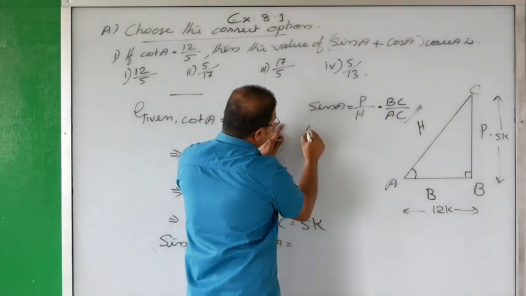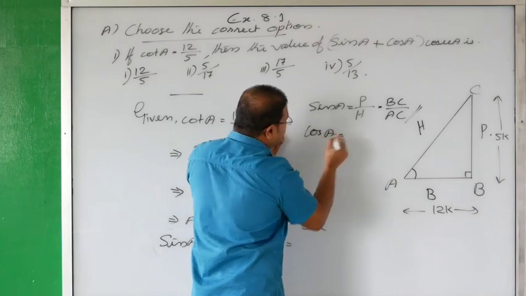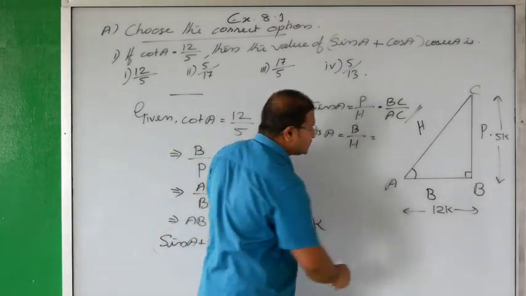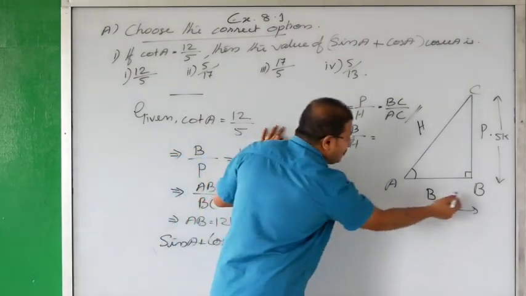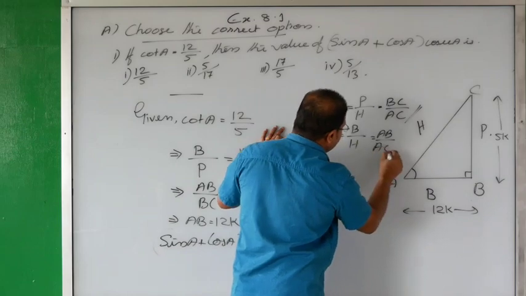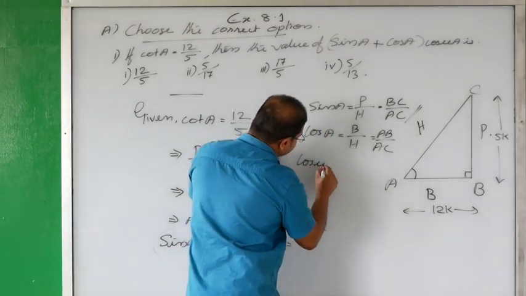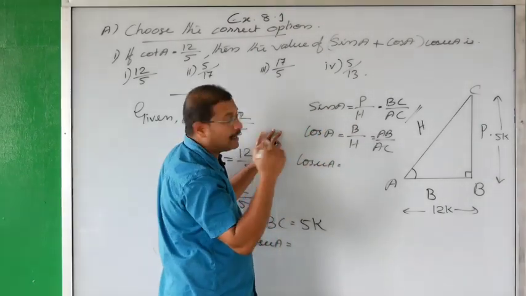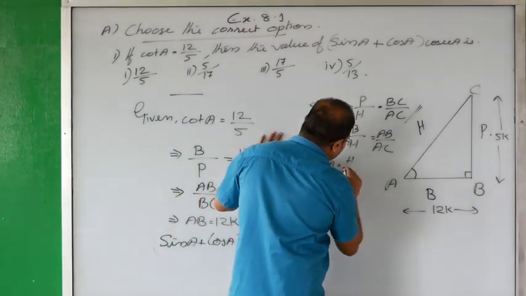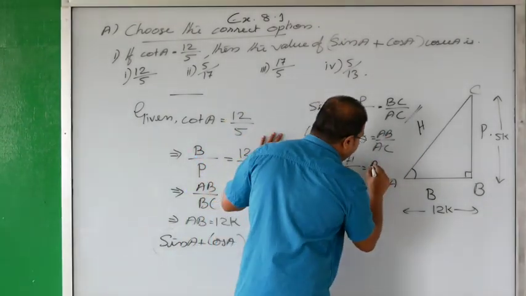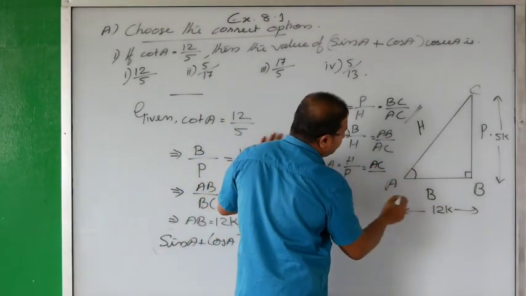Next one, cos. Cos means base by hypotenuse. According to this diagram, the base is AB, so AB by hypotenuse AC. And the last one, cosec, equals the inverse of sine. That means hypotenuse by perpendicular. The hypotenuse here is AC, so AC by perpendicular BC.